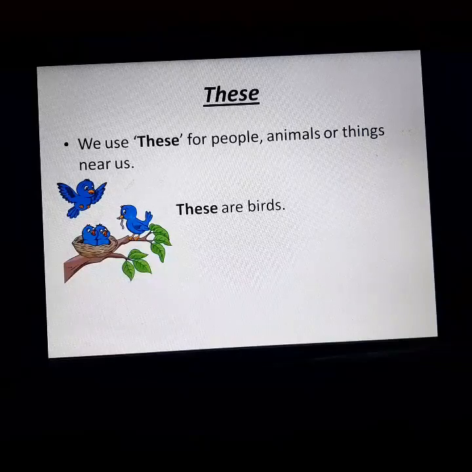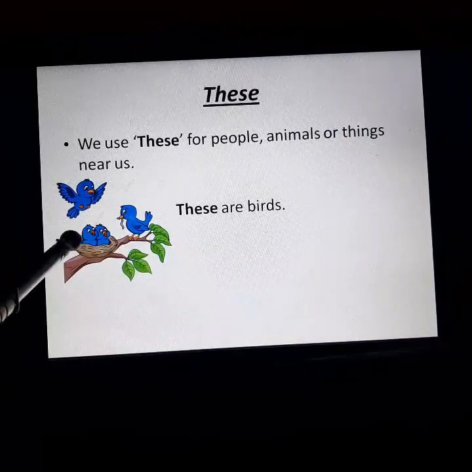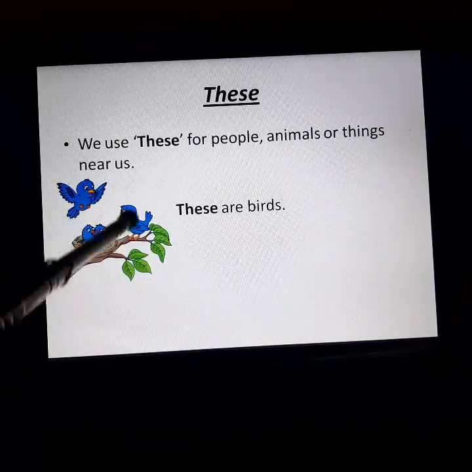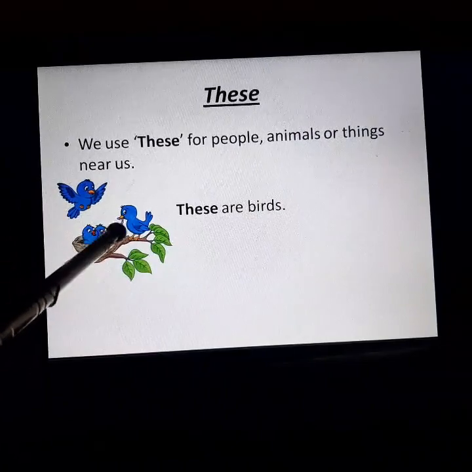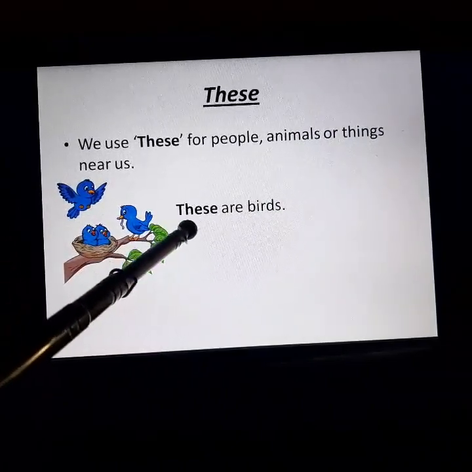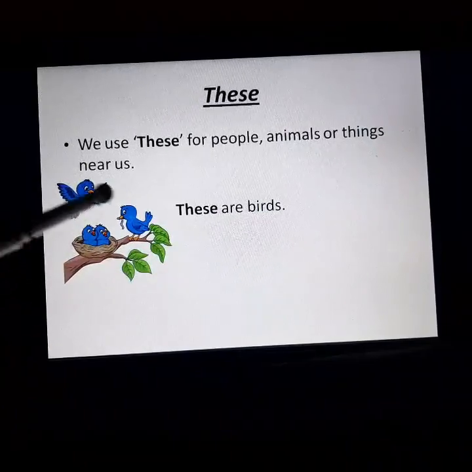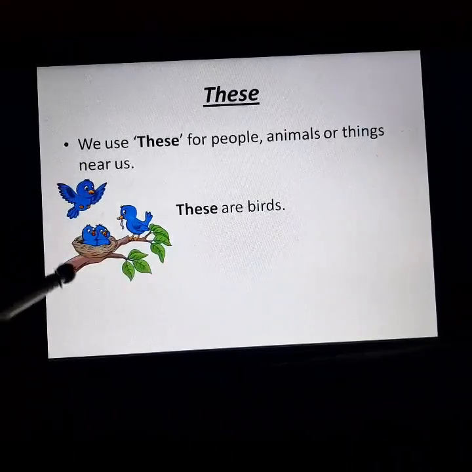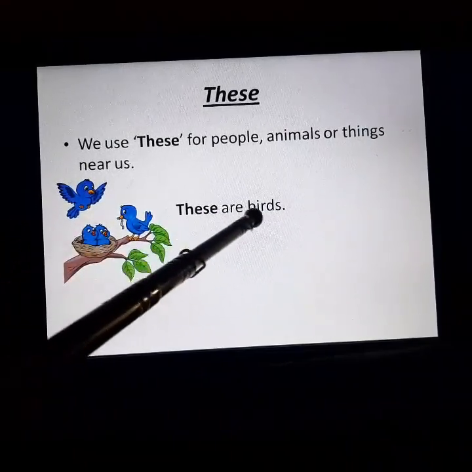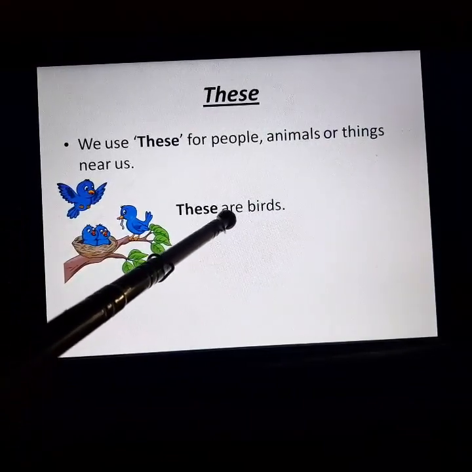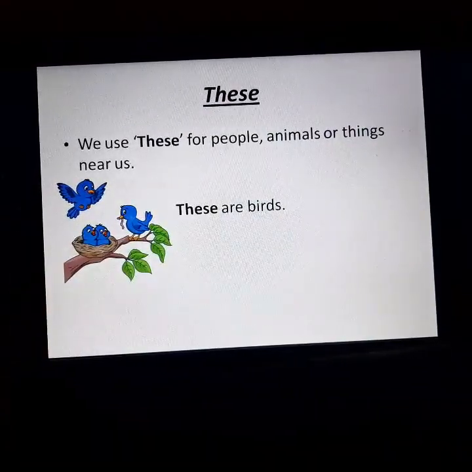So here we have an example. Now this is the picture of bird. Now there are so many birds. So we are going to use these. These are birds. Now these birds are close to us. It is near us. So these are birds. And are is used when we talk about many things.